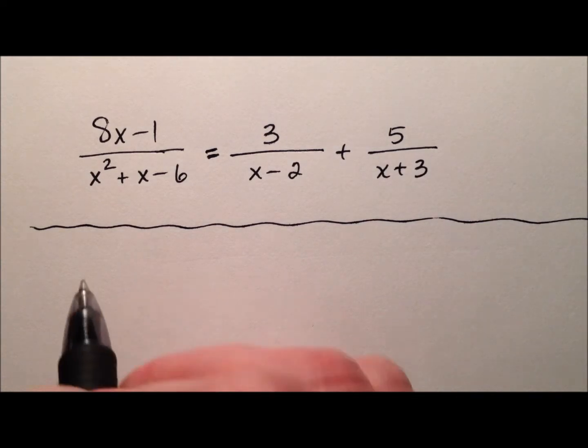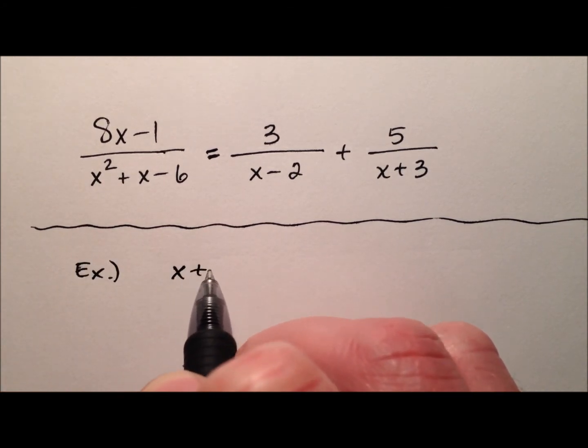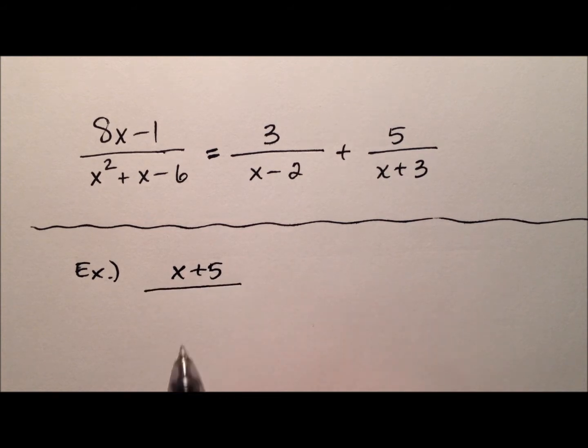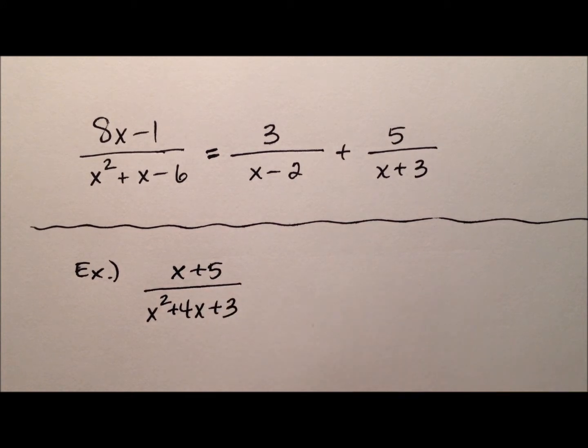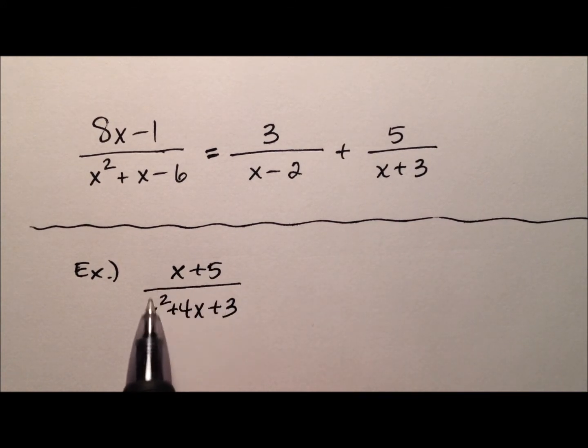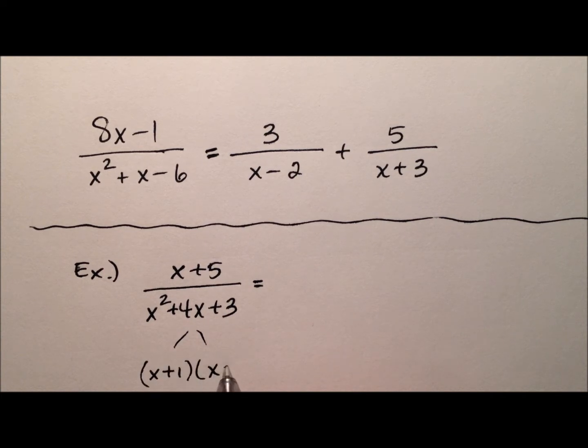Let's look at this first example, and we're going to use x plus 5 for a numerator, and then my denominator is going to be x squared plus 4x plus 3. First of all, we notice this is a proper fraction because the degree of the numerator is less than the degree of the denominator. Also, when I factor the denominator, I have x plus 1 and x plus 3, which are linear binomials. That's really nice.